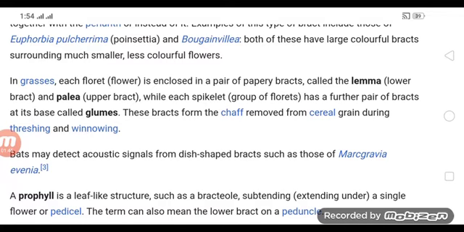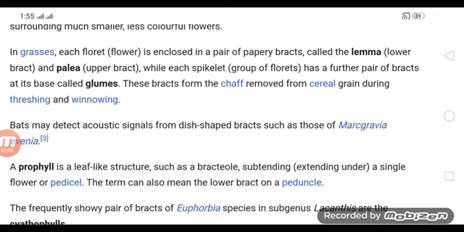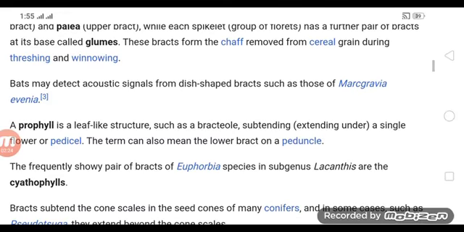In grasses, each flower is enclosed in a pair of papery bracts called the lemma, the lower bract, and the palea, the upper bract, while each spikelet, a group of florets, has a further pair of bracts at its base called glumes. These bracts form the chaff removed from cereal grain during threshing and winnowing.